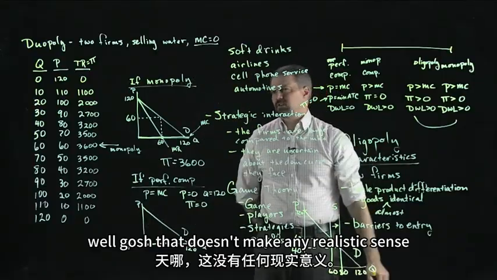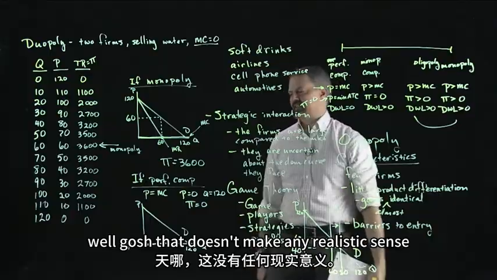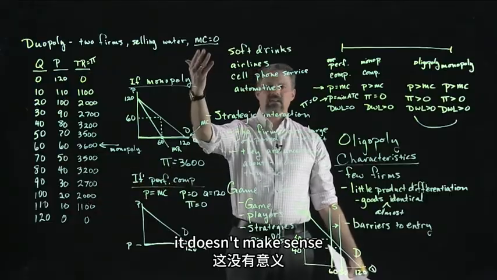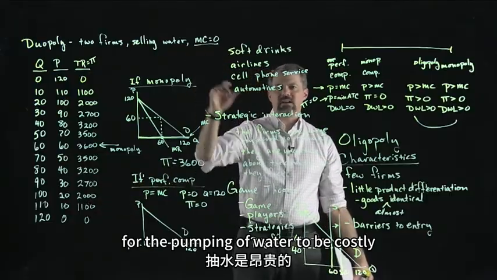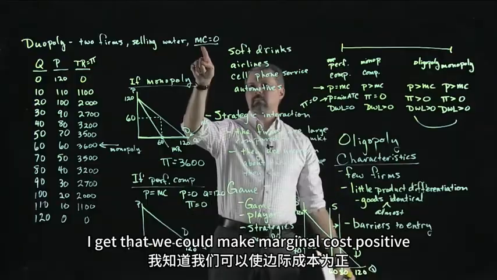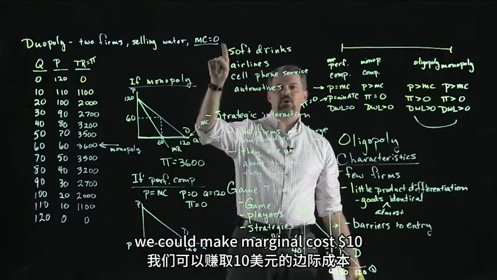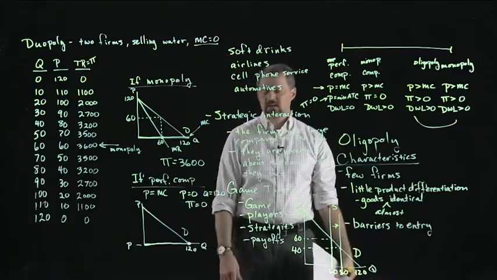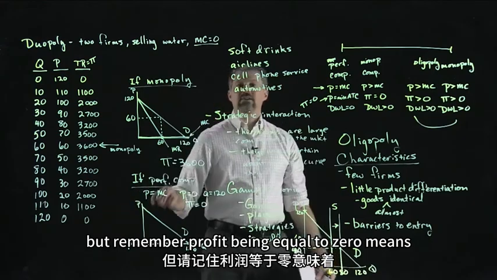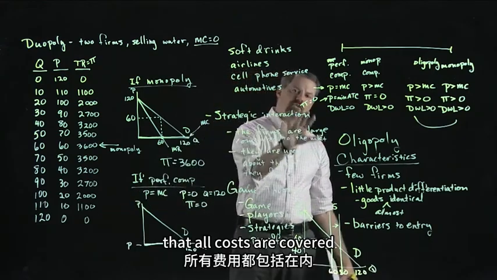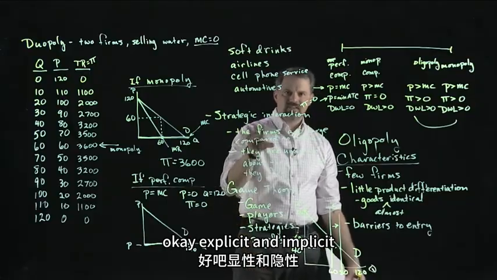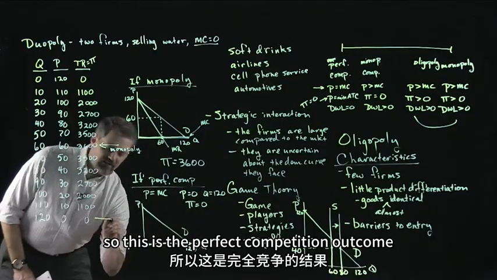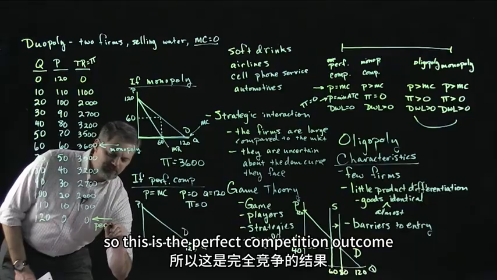And you might ask, well, gosh, that doesn't make any realistic sense because you're making $0 here. It doesn't make sense for the pumping of water to be costless. I get that. We could make marginal cost positive. We could make marginal cost $10. And then the price would end up being $10. But remember, profit being equal to 0 means that all costs are covered, okay? Explicit and implicit. So this is the perfect competition outcome.